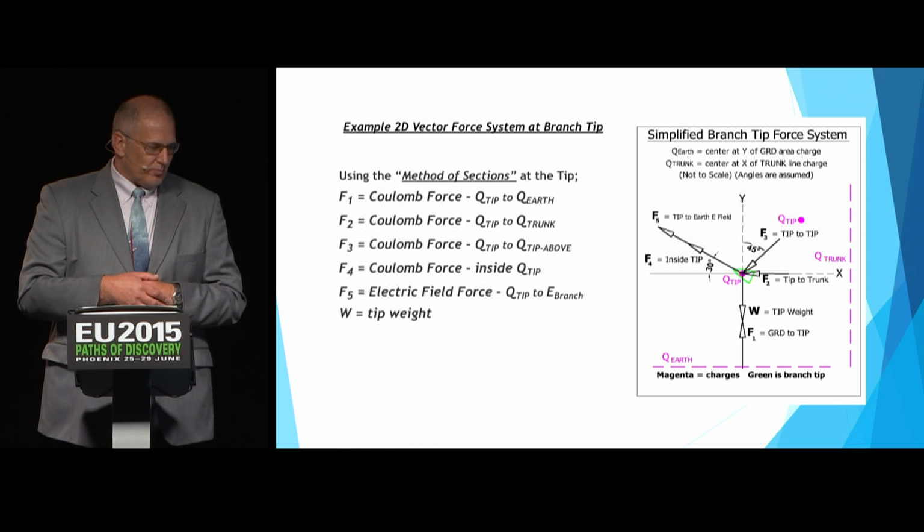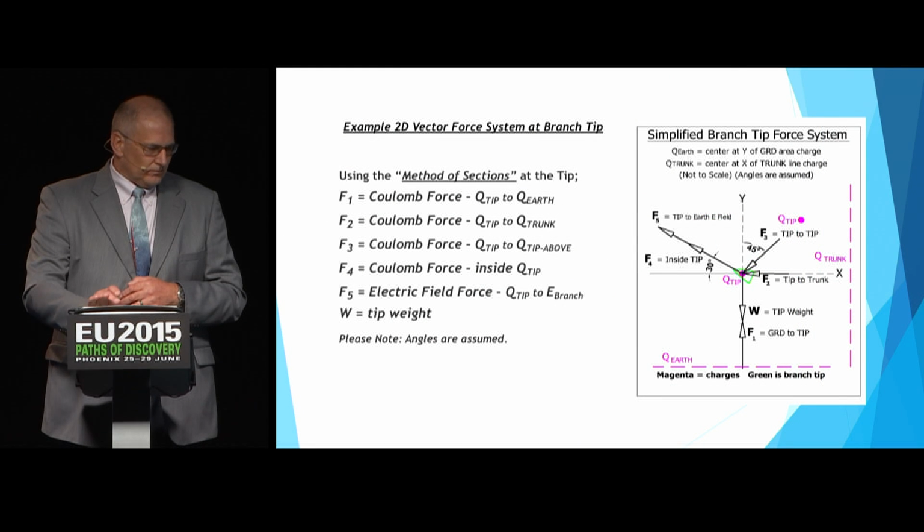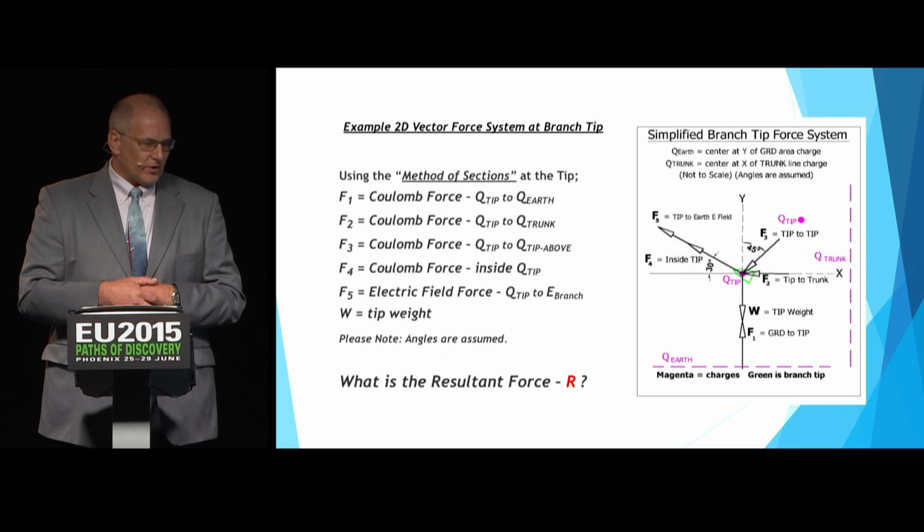And W equals tip weight. Please note all angles are assumed. And there's actually an error on F5 on the diagram on the left. It says F5 equals tip to earth E field, and it should say branch E field. What is the resultant vector force R?